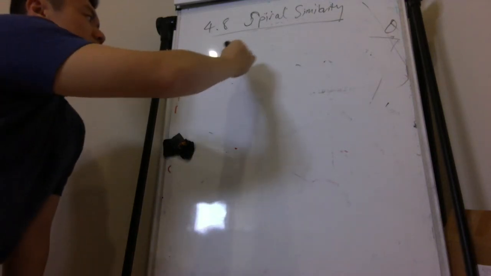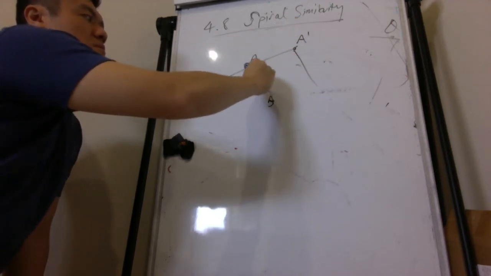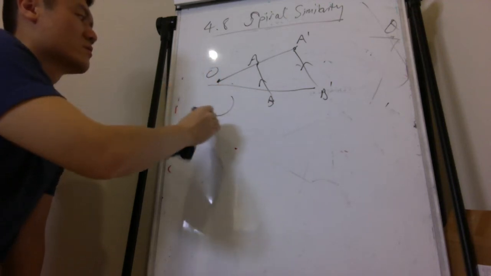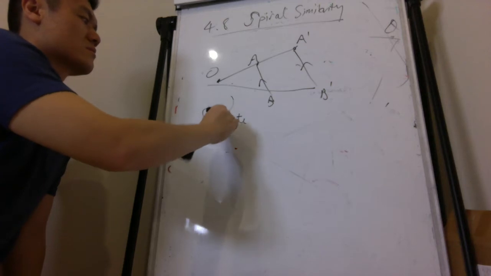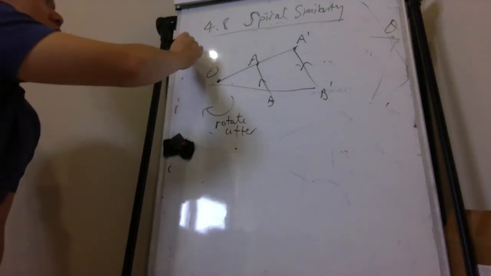Okay? Alright. The sum of a central dilatation and a rotation about the same center is called a dilative rotation or spiral similarity. So central dilatation and then rotation about the same center. Does that make sense? So you do this thing about O, right? And then you rotate about O. So that's called a spiral similarity. Does that make sense?